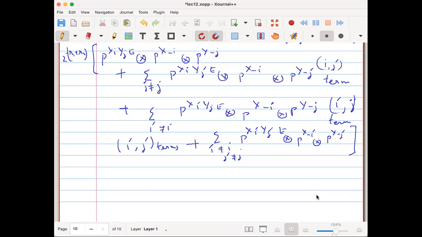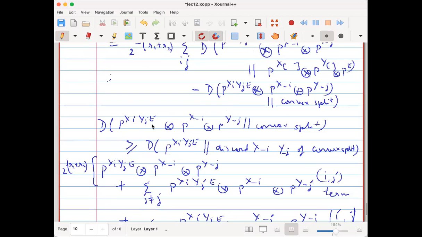I'm grouping terms together depending upon ij. So there is the ijth term. Fix an i, fix a j. That is a fixed ij against which we are applying the data processing inequality. This ij and the summing variable i prime j prime here are different.